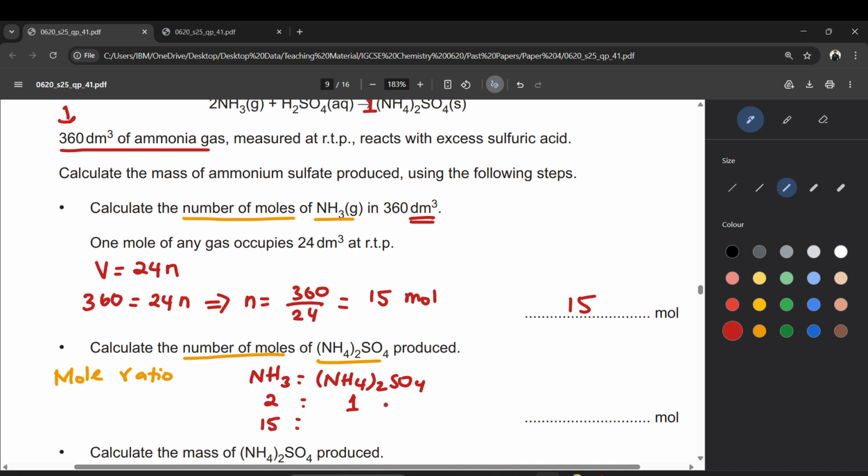So if it has 15 moles, how much ammonium sulfate would be produced? Okay, now we just cross multiply over here. So we have 2x equals to 15 times 1. So x is equal to 15 upon 2, which is 7.5 moles.